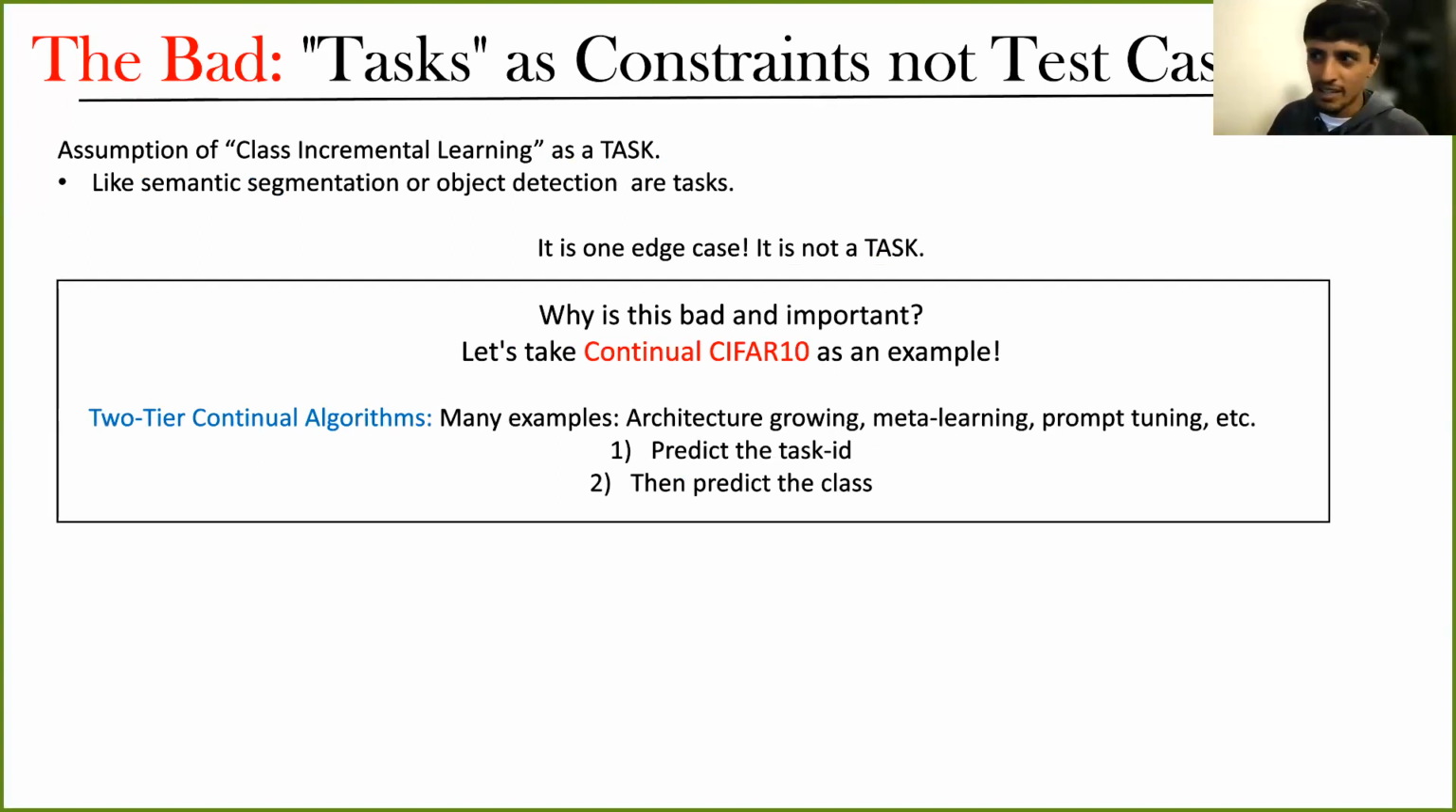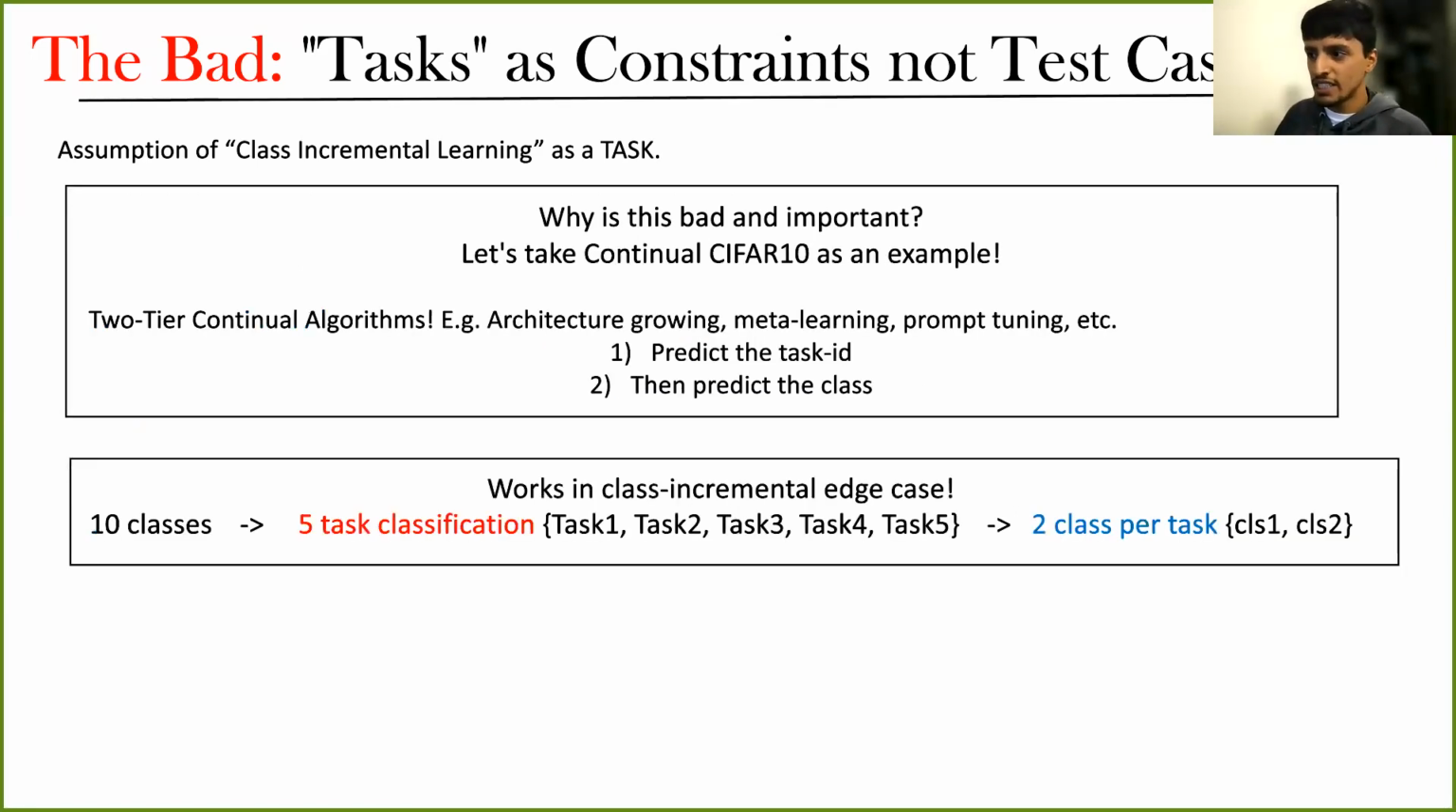Let's take a simple example. Let's take continual CIFAR, and to illustrate where things go wrong, let's take a class of algorithms that I call two-tier continual learning algorithms. There are many such examples. They're very popular in methods which grow the architecture, in continual meta-learning methods, and in prompt tuning methods, which are recently very popular. What they do is something like this: they first predict which task ID it is, and then predict what class it is within this task.